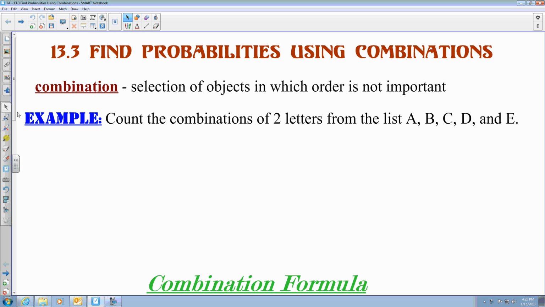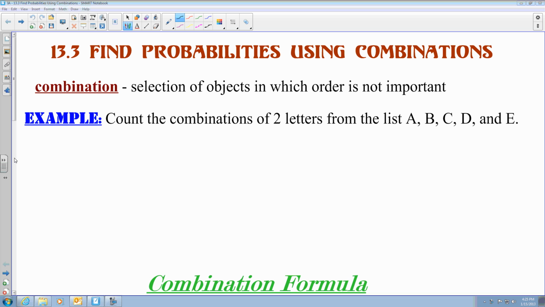All right. We're in 13.3 where we're using probabilities using combinations. Now, beforehand we talked about permutations. Today, we're going to use combinations.